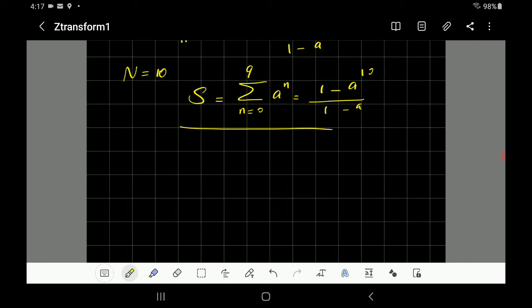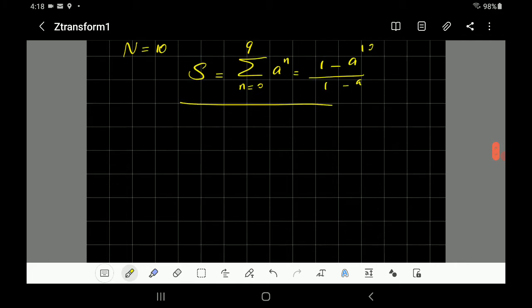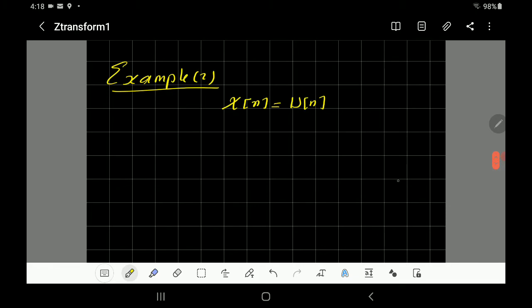Well, let's now find another function like the unit step. Example 2: let's say that the sequence that we have is the unit step sequence, and we know how to sketch this one.